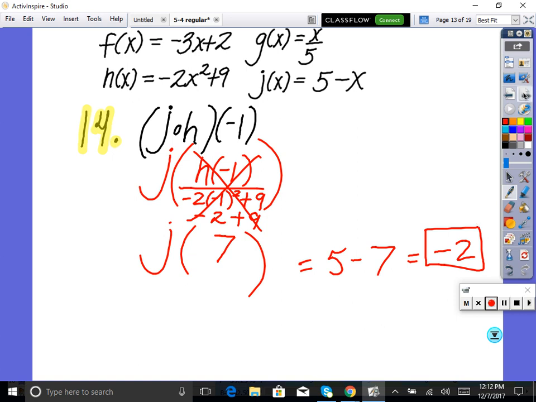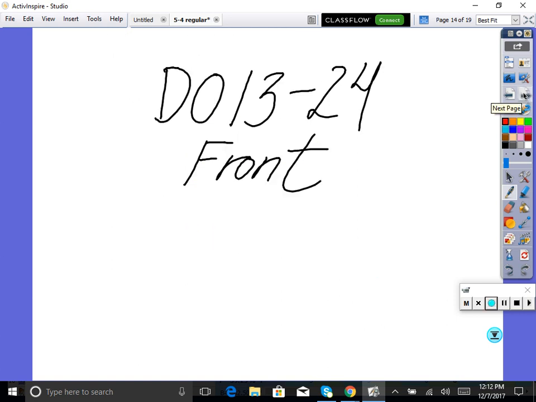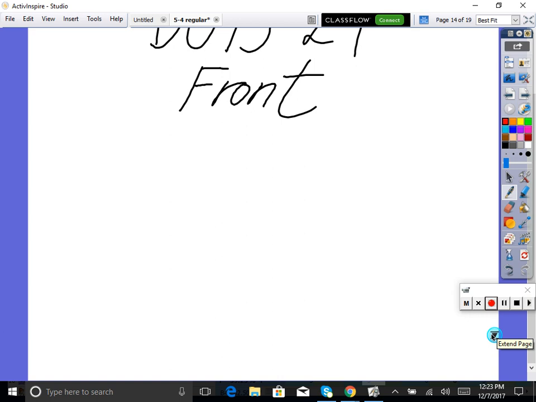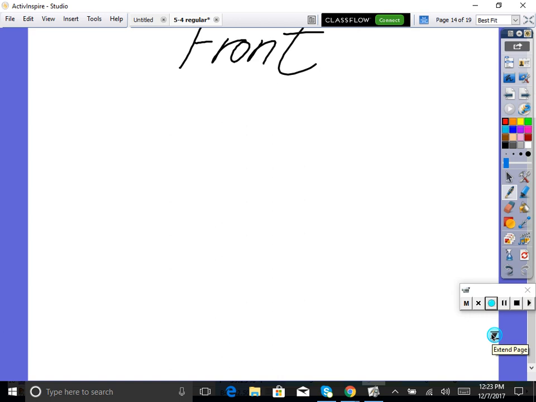Okay, go for it. 13 to 24 on the front. I'm getting asked some questions every single hour on the same thing. So I know you know because it's just basic math, but I do understand that we need reminders sometimes.